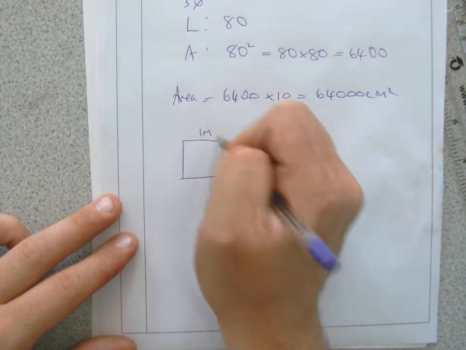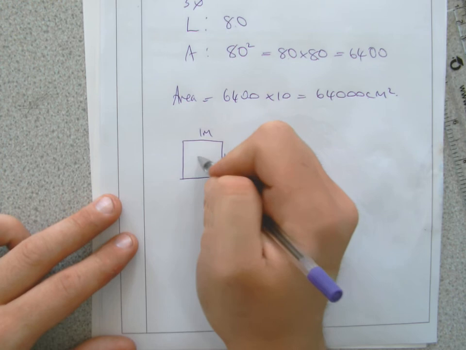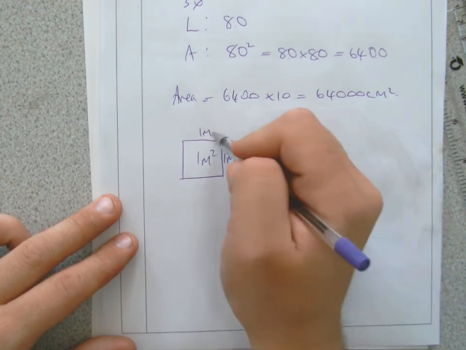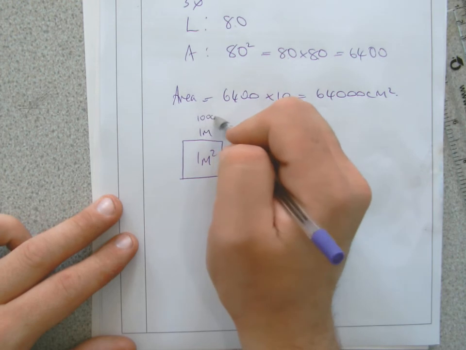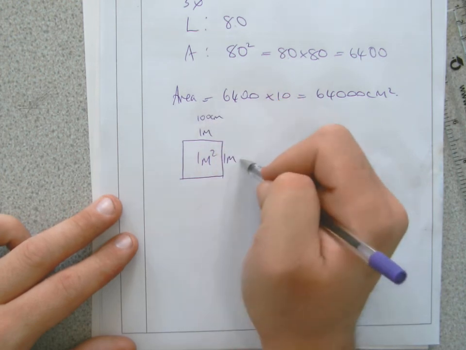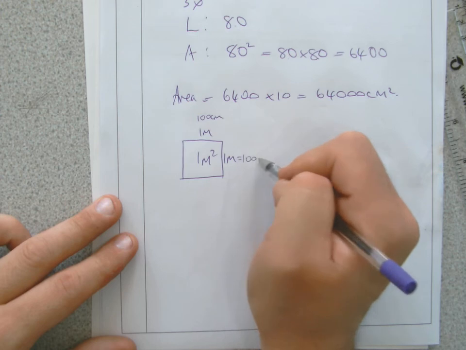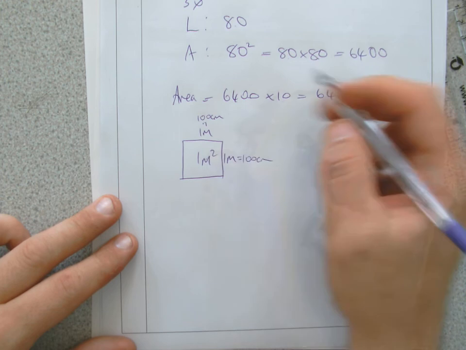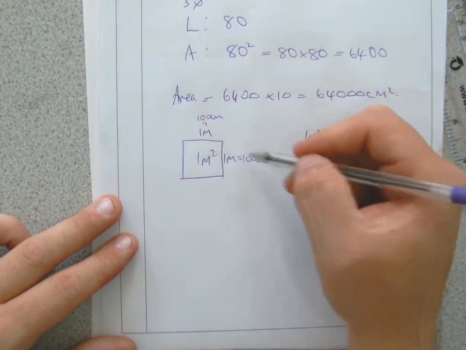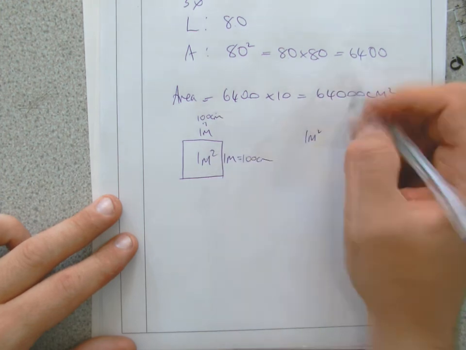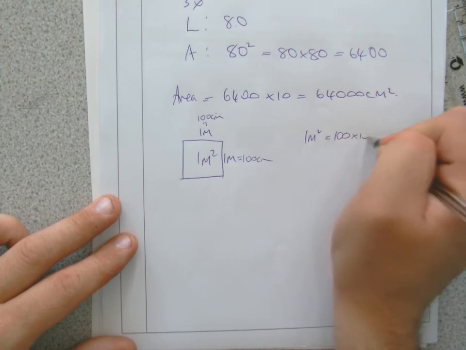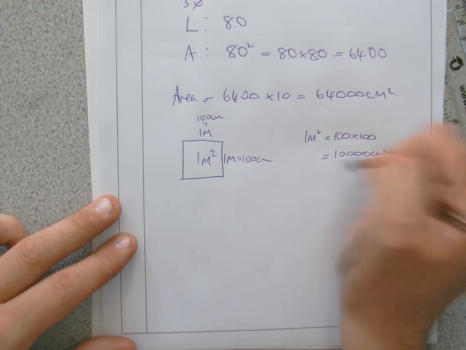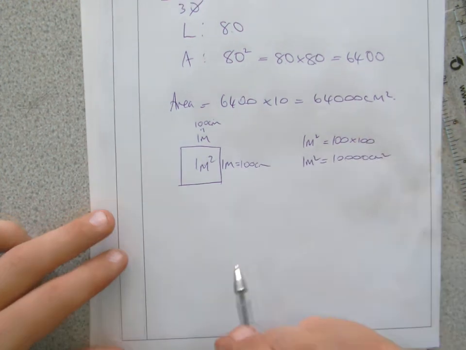Just think about 1 metre squared, which is just 1 times 1, gives you 1 metre squared. But if we change that to centimetres, that'll be 100 centimetres there, and that would also equal 100 centimetres. So instead of thinking as 1 metre times 1 metre to give you 1 metre squared, working it out in centimetres, it'll be 100 times 100. And that would be 10,000 centimetres squared. So 1 metre squared is 10,000 centimetres squared.